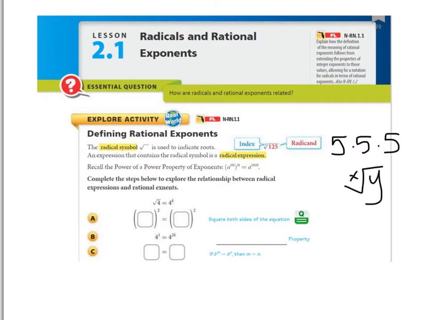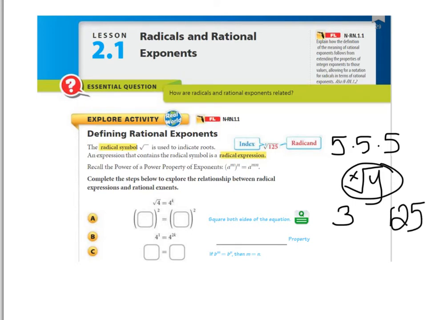Maybe the X and Y are in different positions, but it's that button with an X and a Y and a radical sign. Usually that's going to be above a button, so you're going to have to hit second and the button to get there, or shift for some of your calculators. Now let's practice with the 125 because we know our answer should be 5. Some of you are going to type in the number 3 because that's our index, then second or shift and this button, and then 125.